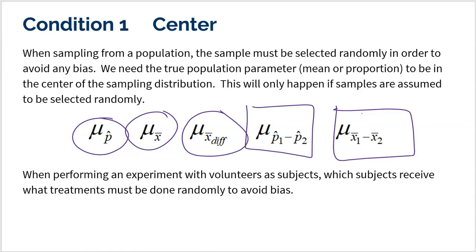Okay, so now there is one little thing here. When performing an experiment with volunteers as subjects, which subjects receive what treatments must be done randomly to avoid bias. So when you are selecting people randomly from a population, you need to select them randomly, right, to avoid bias. But in an experiment, this condition is actually a little different because in an experiment, you're not selecting people from a population, you're assigning them treatments. So the randomness comes through what treatments you assign them must be random. So what people get pill A versus what people get pill B, that has to be random.